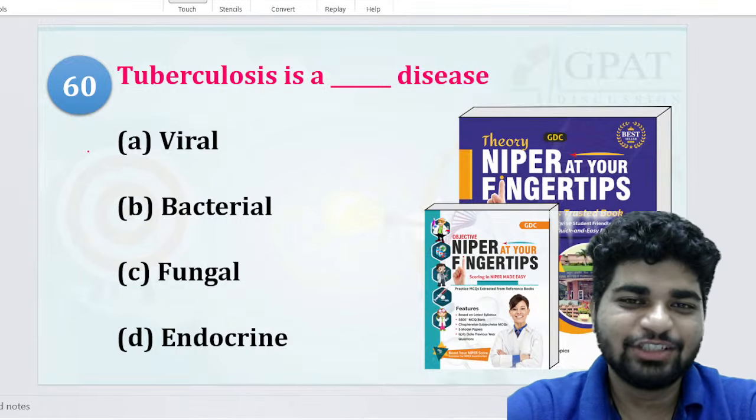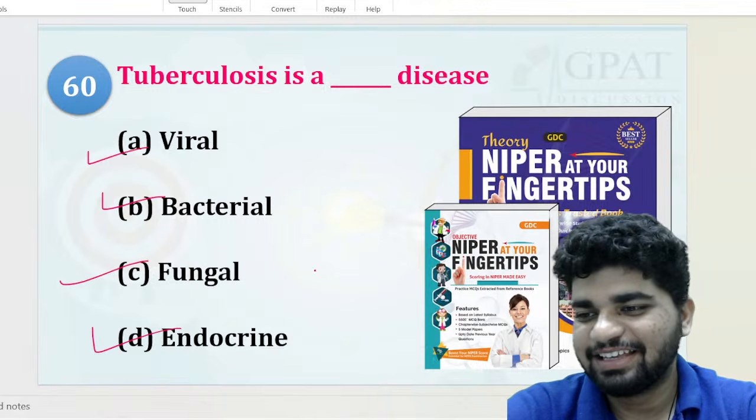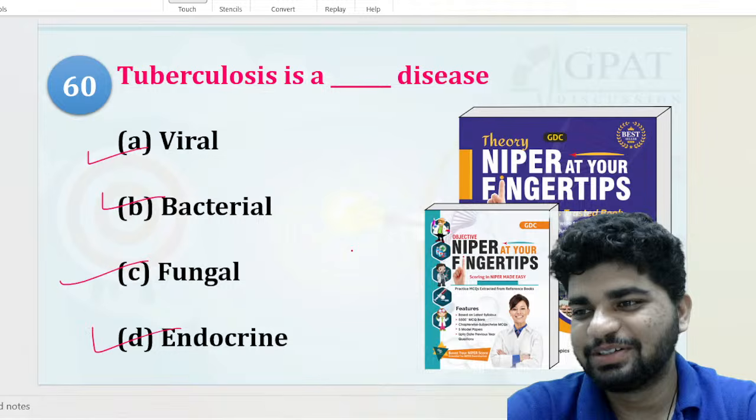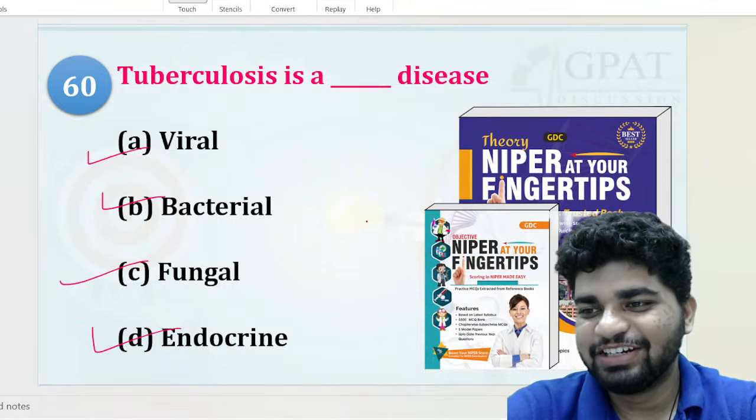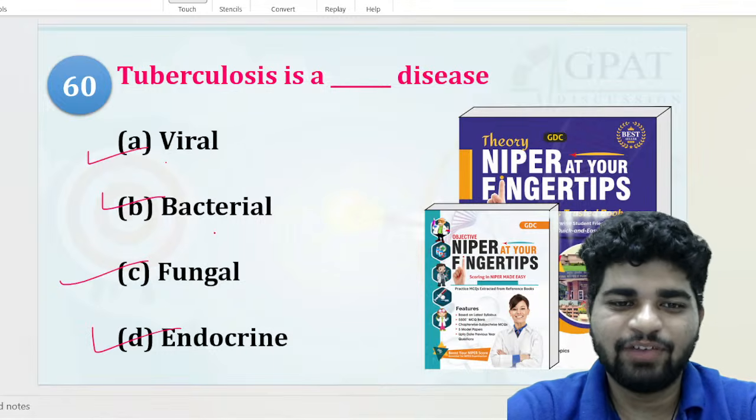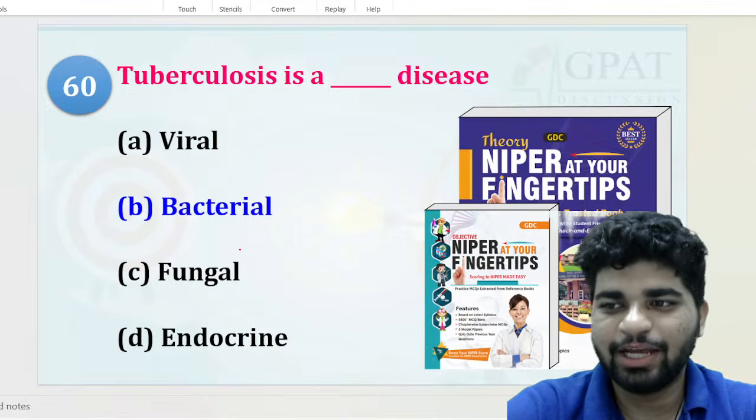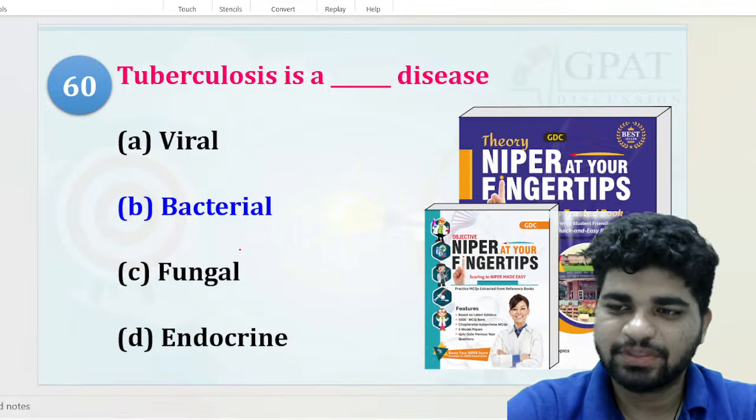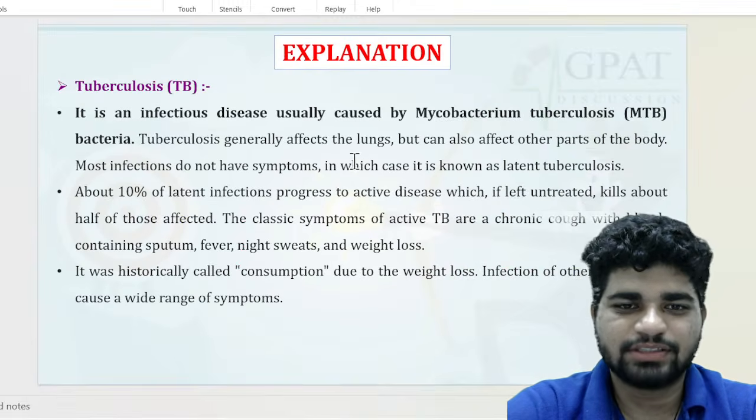Tuberculosis is what? Is it a viral disease, bacterial disease, fungal disease, or endocrine disease? Obviously, it is going to be your bacterial disease, caused by Mycobacterium tuberculosis.